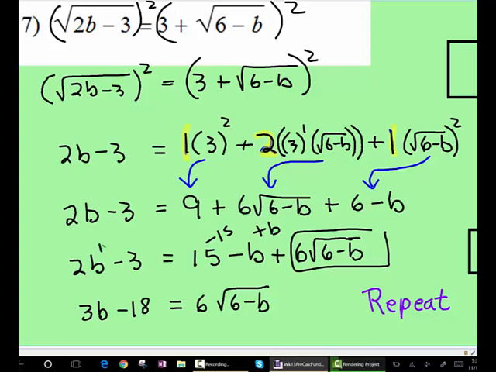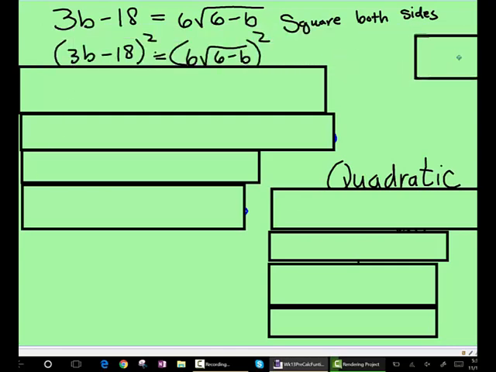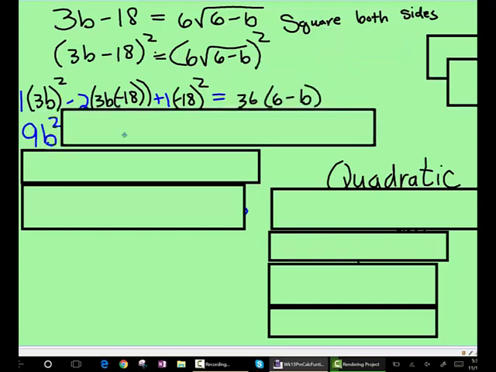Well, 2b plus b is 3b. Negative 3 subtract 15 is negative 18. And once we get it to this, we have to repeat the process. You repeat that process again.